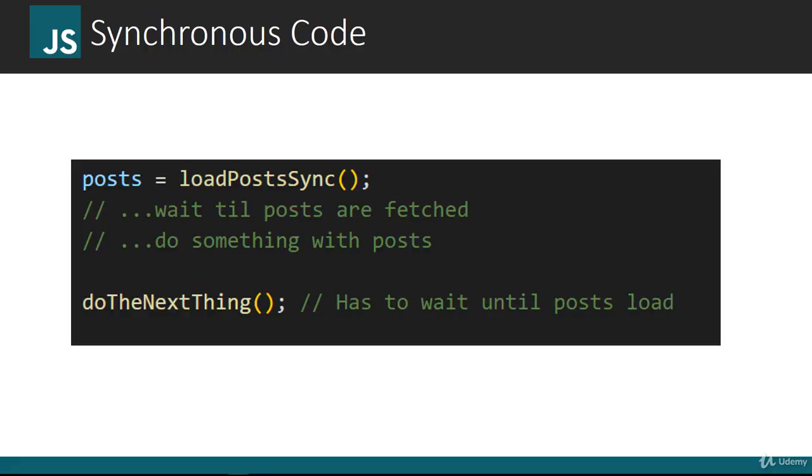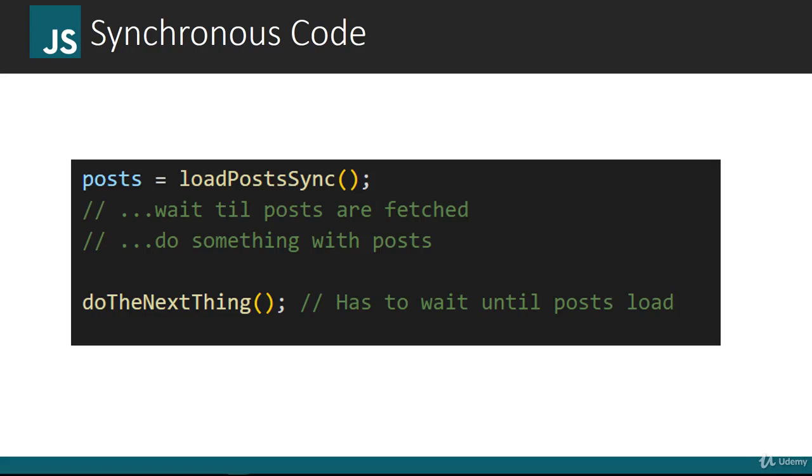Alright, so before we talk about asynchronous programming, let's talk about synchronous programming or synchronous code. So here's an example of some synchronous code. So we have a variable set to a function called load post sync. Okay, so load post synchronously. And let's say this function fetches posts from some server somewhere. Now we don't know how long it might take to get these posts. It could be really slow. It could be a really slow network that we're getting them from, low bandwidth, whatever the reason. It could take a few seconds or even more.